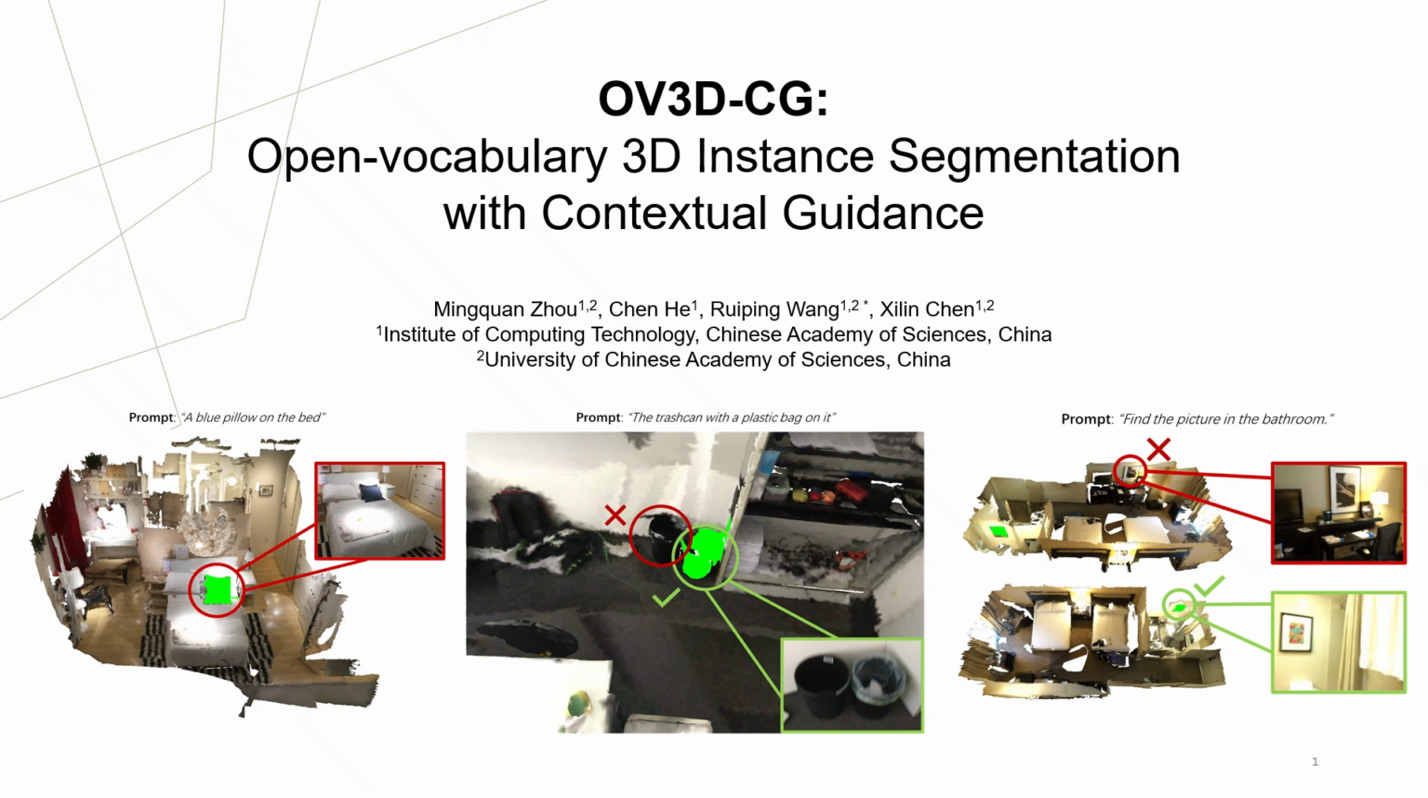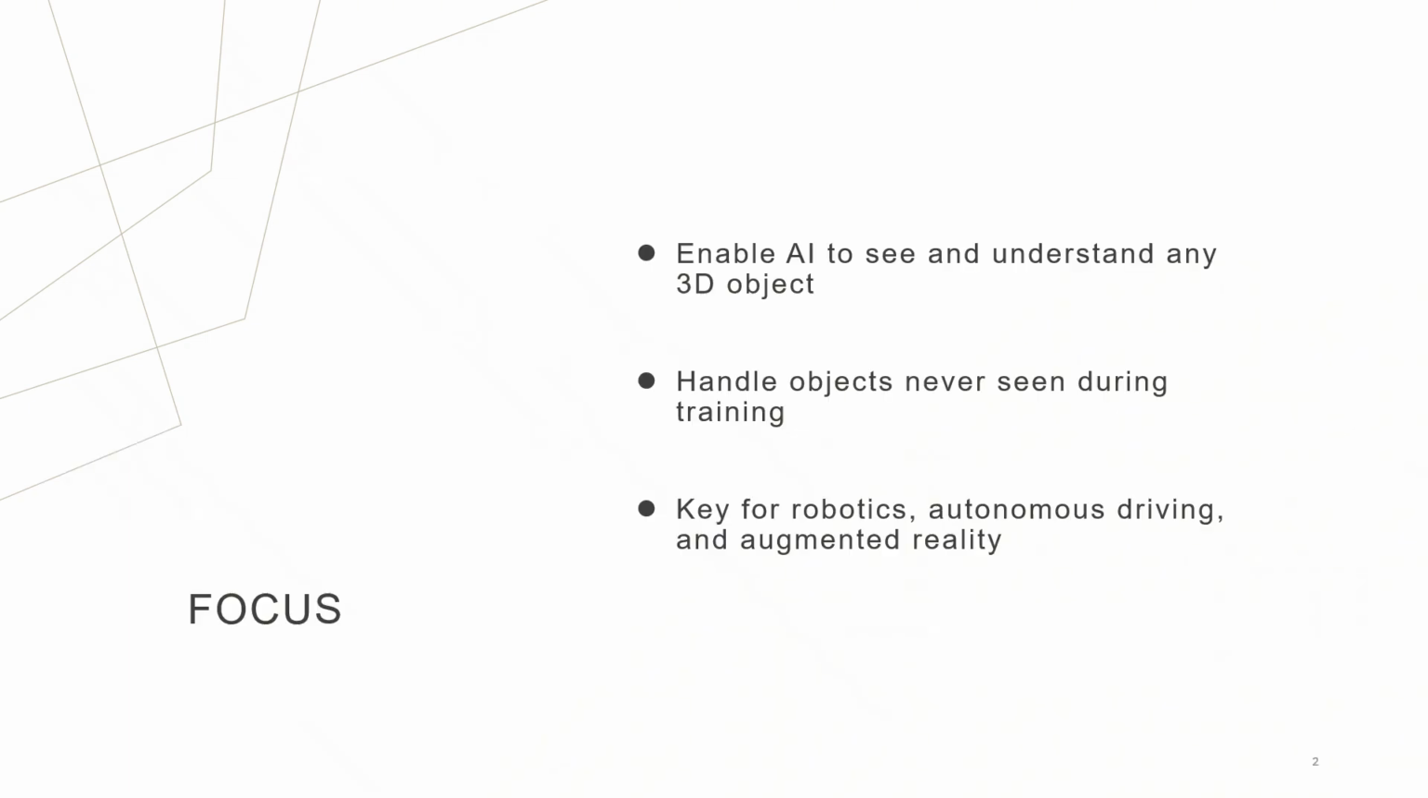OV3D-CG. It stands for Open Vocabulary 3D Instance Segmentation with Contextual Guidance. In simple words, our research is about helping AI systems see and understand any object in 3D, even if the object was never seen during training. This is very important for fields like robotics, autonomous driving, and augmented reality.